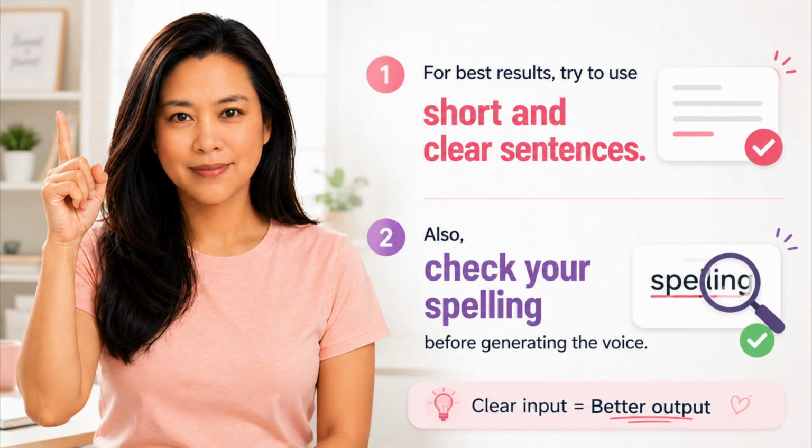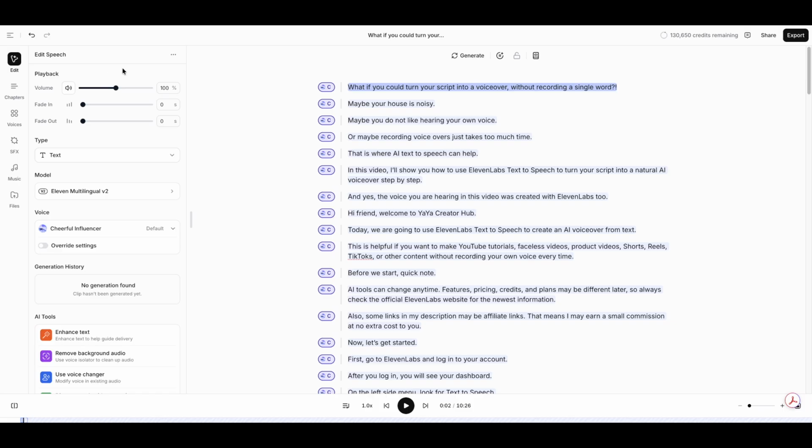Also, check your spelling before generating the voice. If a word is spelled wrong, the AI may say it wrong too. For brand names, tool names, or hard words, I recommend checking them carefully. Words like ElevenLabs, Canva, CapCut, YouTube, affiliate, and voiceover should be spelled clearly. If the AI says a word strangely, you can try rewriting the word in a simpler way or breaking the sentence into smaller parts. Next, check your voice settings.